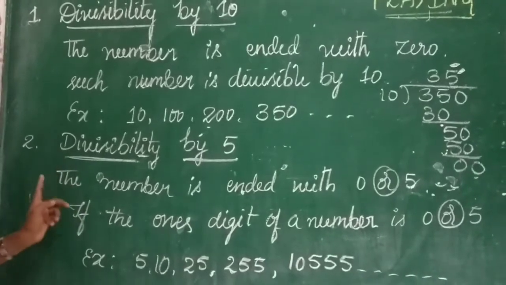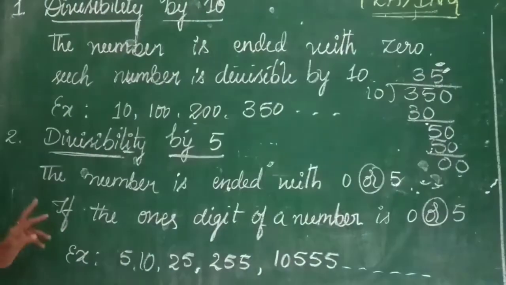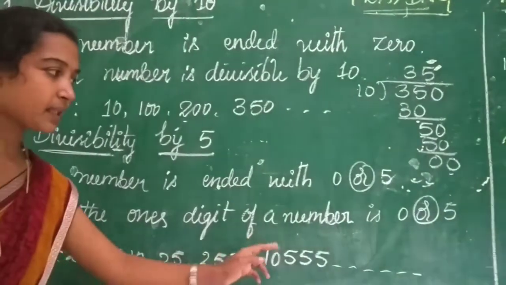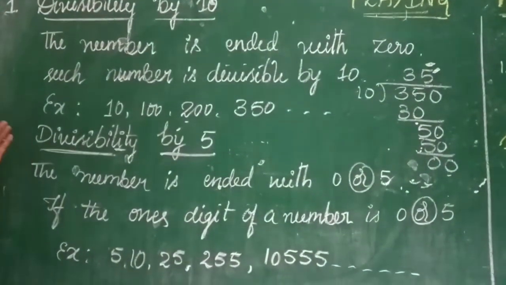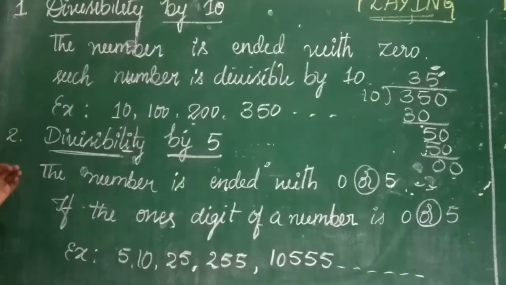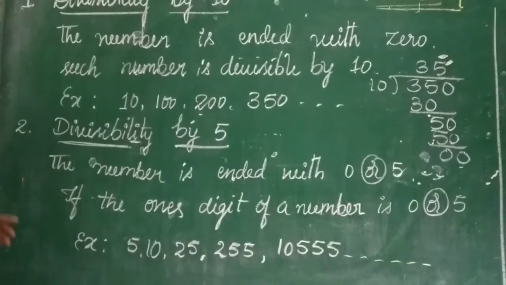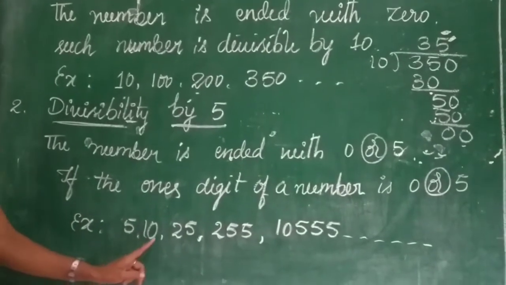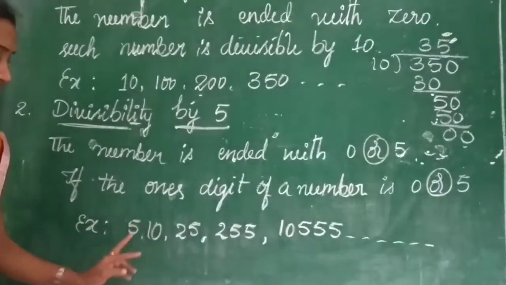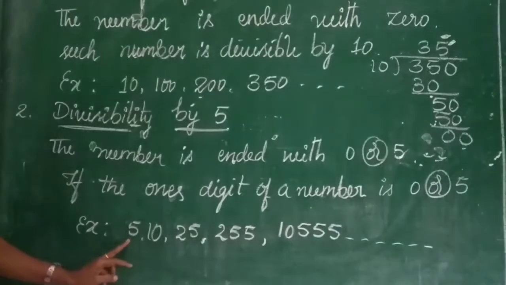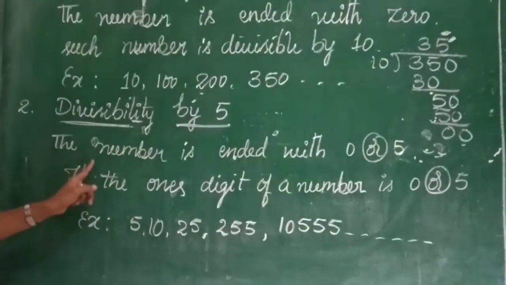According to this rule, if the number ends with 0 or 5, that is, if the ones digit of a number is 0 or 5, such numbers are completely divisible by 5. Otherwise, multiples of 5 are completely divisible by 5. For example, 5, 10, 25, 255 and so on. Look carefully. These numbers either end with 5 or 0. Such numbers are completely divisible by 5.